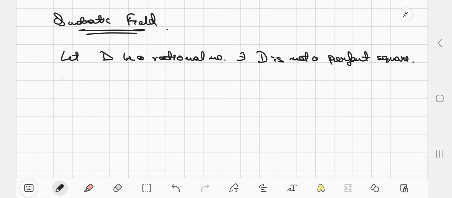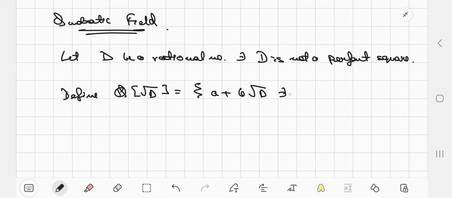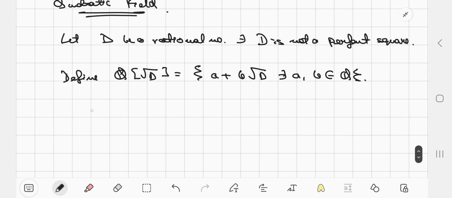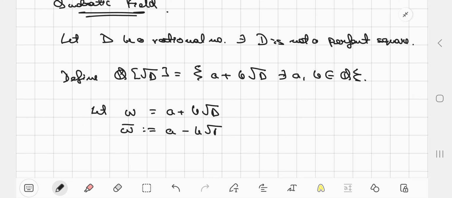What we do is we define a set. We define a set Q root D as the collection of all elements of the form A plus B root D such that A and B are rational numbers. Okay. We also define a conjugate for every element of this form. Let W be equal to A plus B root D. Then we define W bar as A minus B root D. Okay. This is somewhat resembling the concept of complexes as well.